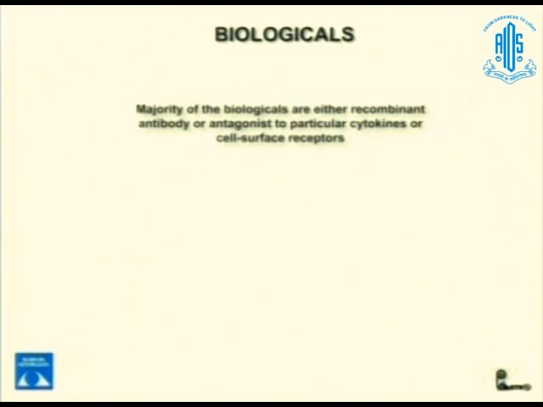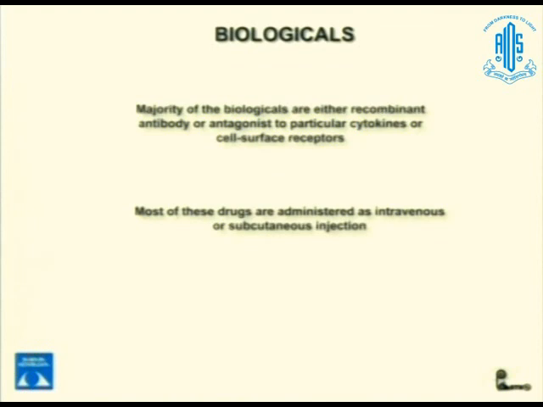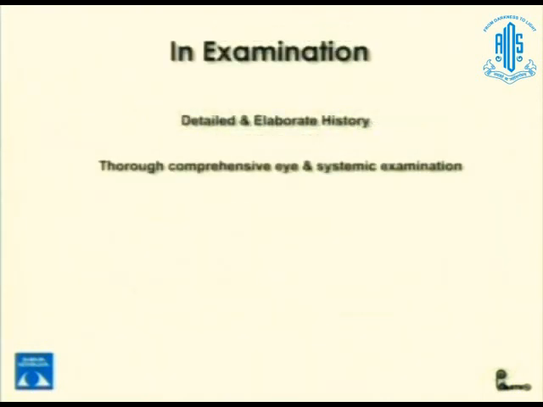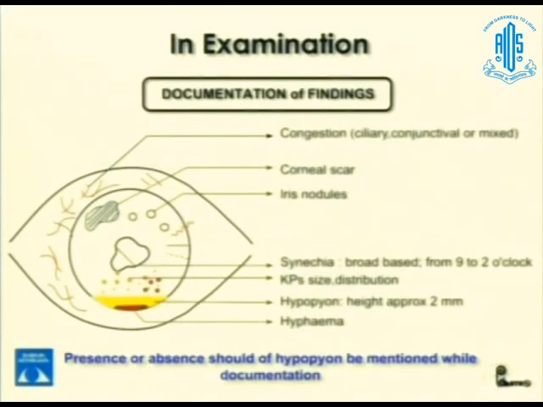The majority of these are recombinant antibodies, mostly given as subcutaneous and intravenous injections. Reactivation of granulomatous infection like tuberculosis is a major and life-threatening problem which limits its use in our country. And so just to conclude, in examination take a detailed, elaborate history. Thorough, comprehensive examination is very important, and the documentation is also very important.